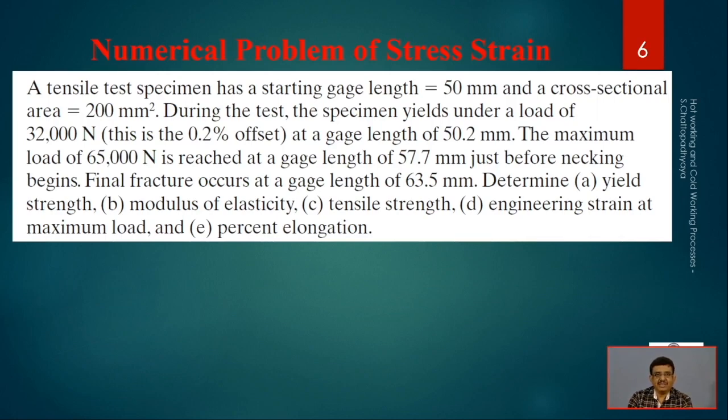The final fracture occurs at a gauge length of 63.5 millimeter. Determine the yield strength, the modulus of elasticity, tensile strength, engineering strain at maximum load, and percentage elongation. This is a typical problem of stress strain relations, and it has to be understood in order to understand the metal forming process, because metal forming is associated with this kind of conceptual understanding. Let's find the solution.